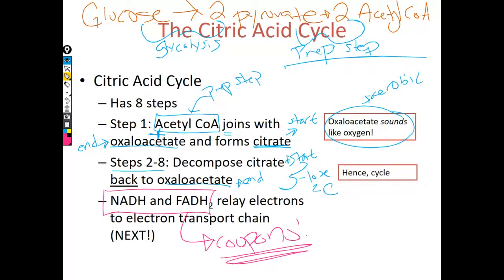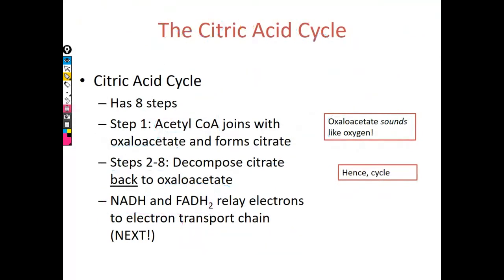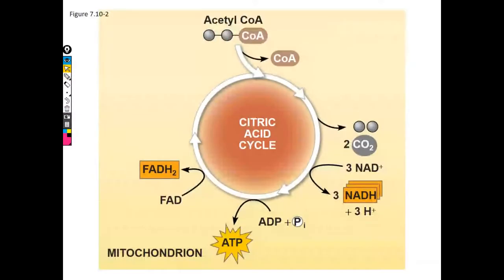Okay, this is where we left off on Friday. Any questions before we take a peek at the cycle itself? Okay, so here's our cycle. Like I said, we've slimmed it down to focus on the things we care about.